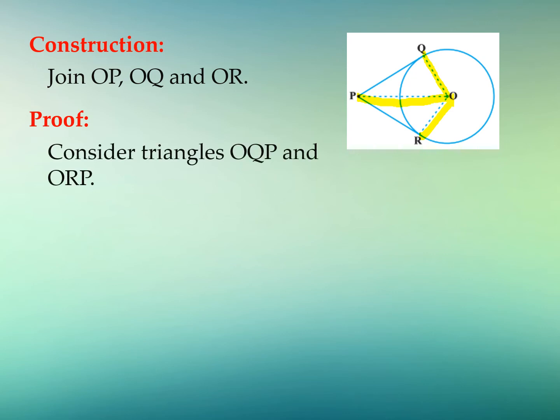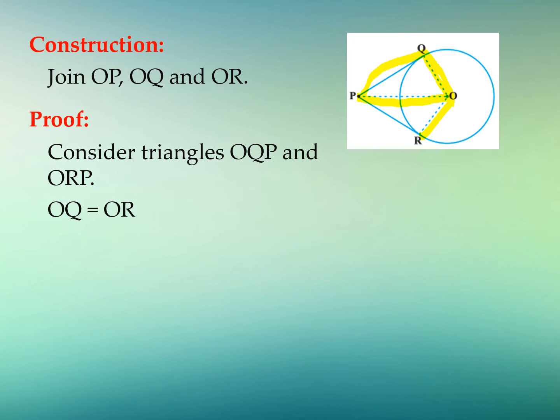Consider triangles OQP and ORP. So here is a triangle OQP and there is another triangle on the other side of OP. This is ORP. Now what are we going to do with these triangles? To prove that the lengths PQ and PR are equal, it is sufficient if I prove these two triangles are congruent. Let's try to understand how we can prove this congruence.